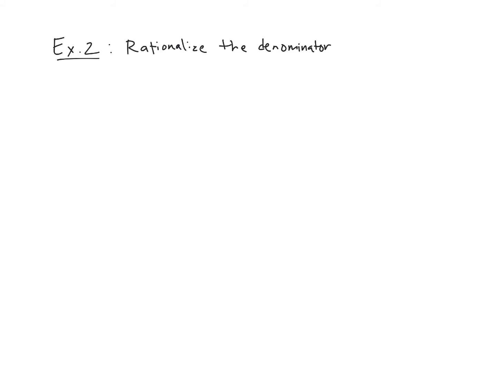Here, rationalize the denominator of, let's say, 5 over square root of 7. Now, when we're rationalizing the denominator, what that means is we cannot have square roots in the bottom of a fraction. So the denominator of a fraction cannot have a square root down there. And so if there's one there, we're going to need to remove it.